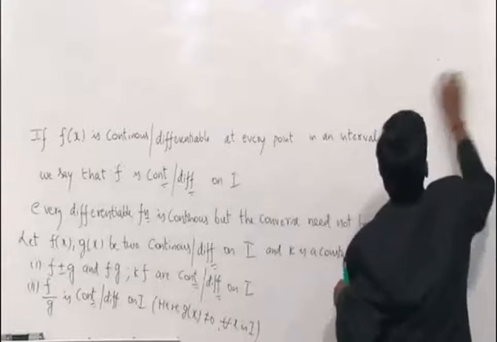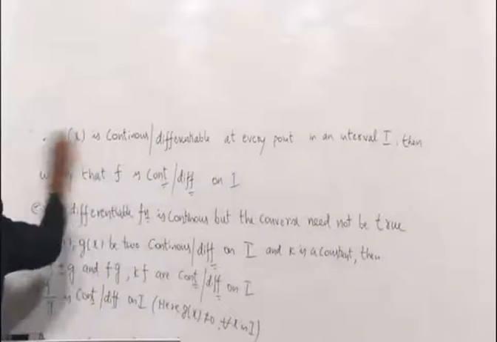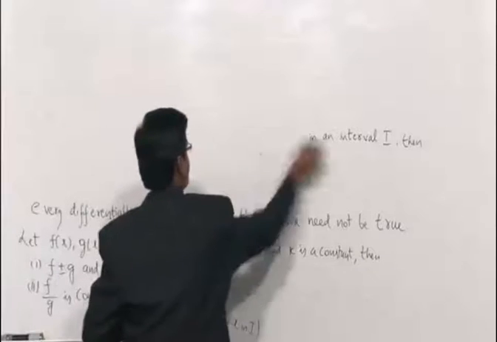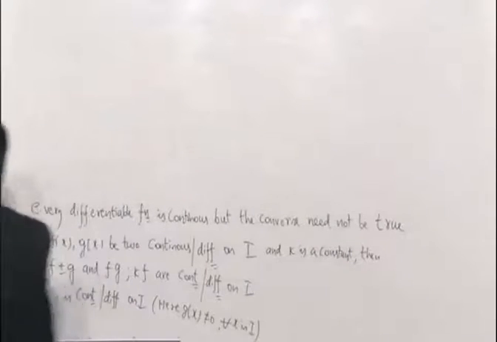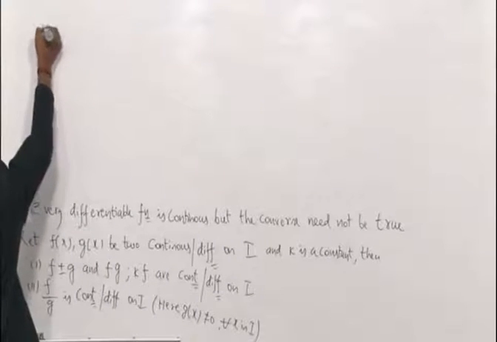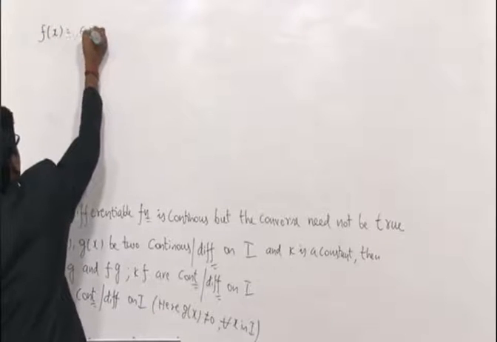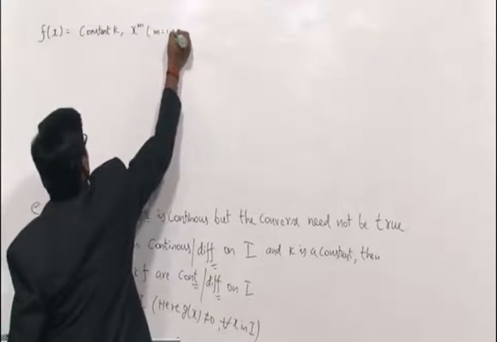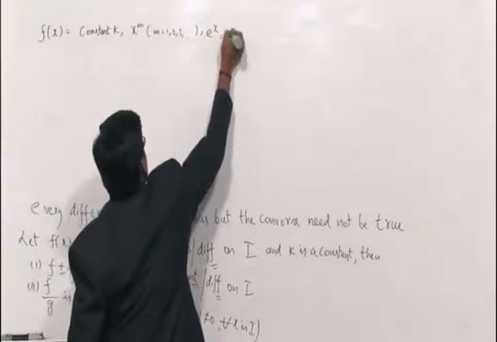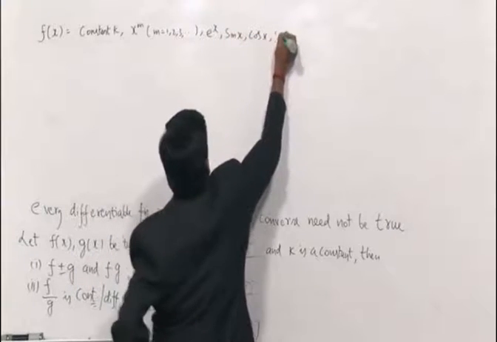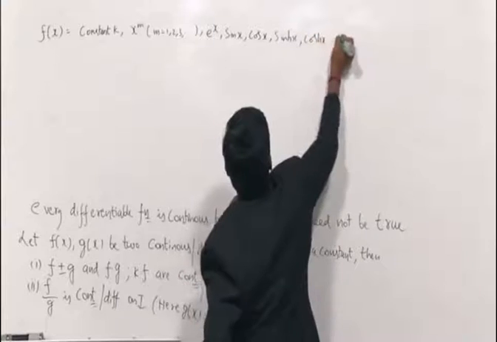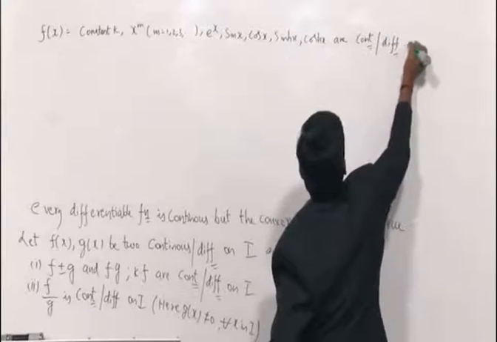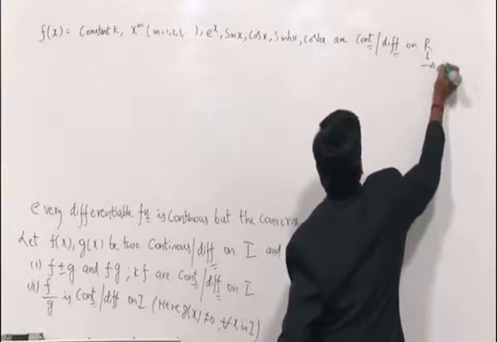Now I am giving some standard functions which are always continuous. That also is helpful to evaluate some problems in the mean value theorems chapter. F of x is equal to any constant, x power m where m is equal to 1, 2, 3, polynomial function, exponential x, trigonometry sine and cos, sine hyperbolic x, cos hyperbolic x, etc., are continuous as well as differentiable on real numbers, every real number, that is minus infinity comma infinity.